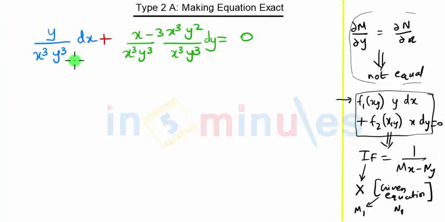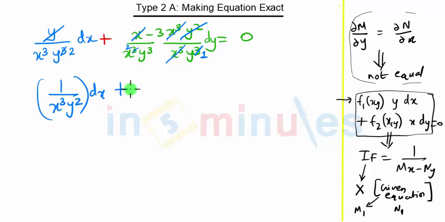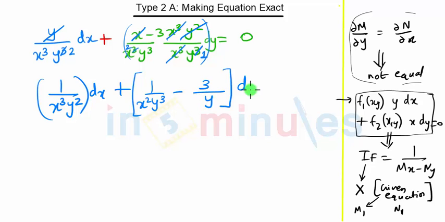This y and this y will get cancelled, so it will become y square. So this is our equation. This y and this y will become y square. This x and this x square will get cancelled and it will become x square. This x cube and x cube will get cancelled. This y square and this y will get cancelled and we will get this equation, which is 1 upon x cube y square dx, plus here we have 1 upon y cube into x square minus 3 upon y into dy equal to 0. So this is now our new equation. This will be our m1 and this will be our n1.